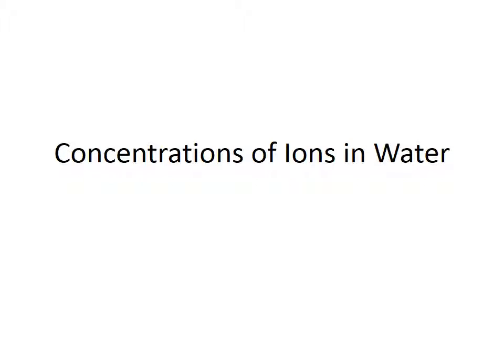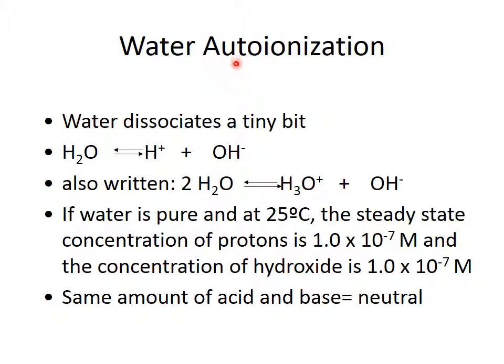Okay, we're going to talk about the concentration of ions in solution, but in particular, we're going to be talking about proton concentration and hydroxide ion concentration in solution. Water does something called autoionization. Now, your book is going to give you this formula right here where two waters make a hydronium ion and a hydroxide, but I prefer to use this equation right here.